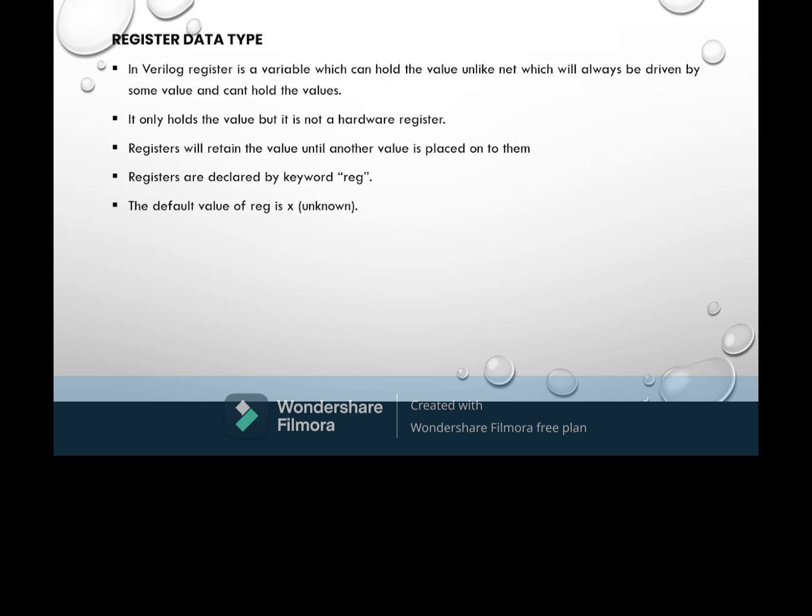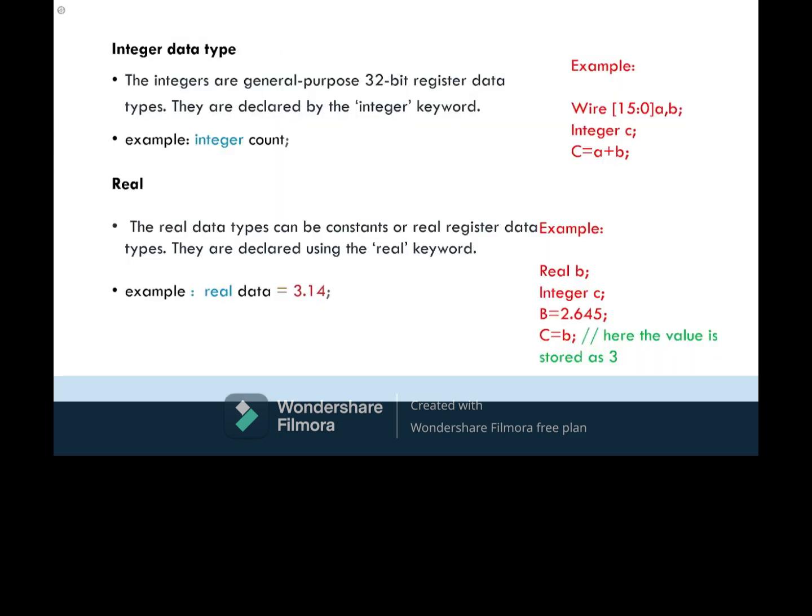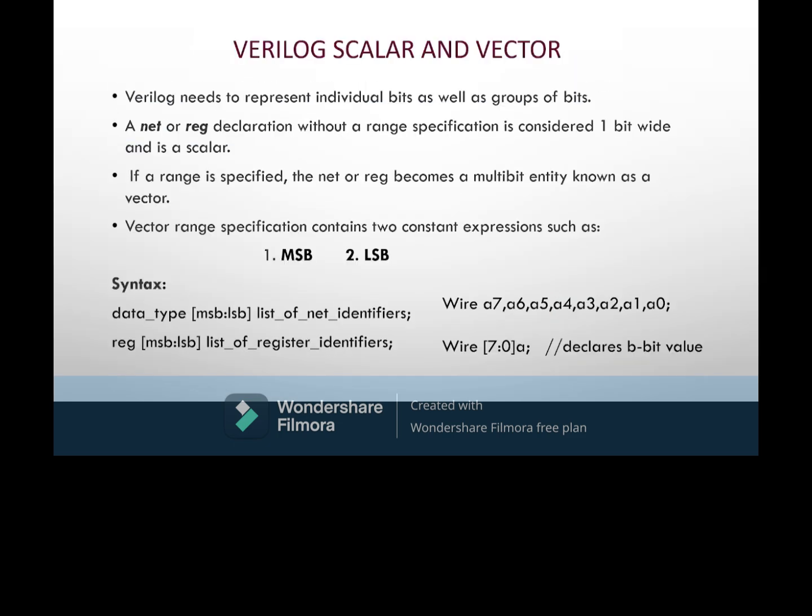But when you want that value to be held, that means when you want to store that value for some particular period of time, then you have to use a data type called reg. So this is the major difference between net and reg. Net is used to drive the value, reg is used to hold the value, and the default value of reg is x. And there are many other data types like integer, real, time, etc.